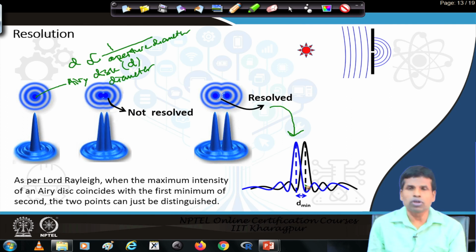Is diffraction the only thing that spoils the resolution? No, we have several other aberrations too, and we will be discussing what those aberrations are in our next lecture.